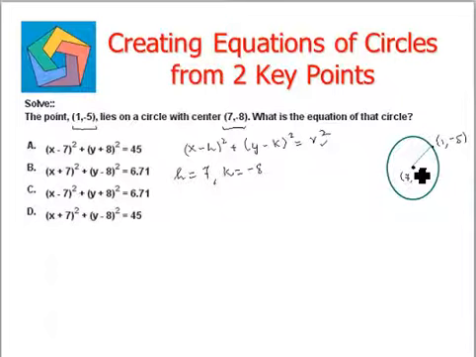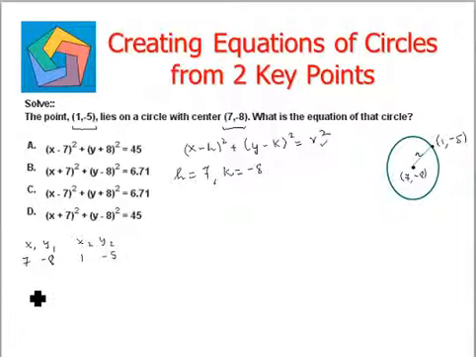If we find the distance between these two points, the center and the point on the circle, this distance is nothing but the radius r. The radius r can be found using the distance formula. So let's have the center coordinates as x1 and y1, and x2 and y2 as the point on the circle. So x1 is 7, y1 is -8, x2 is 1, and y2 is -5.